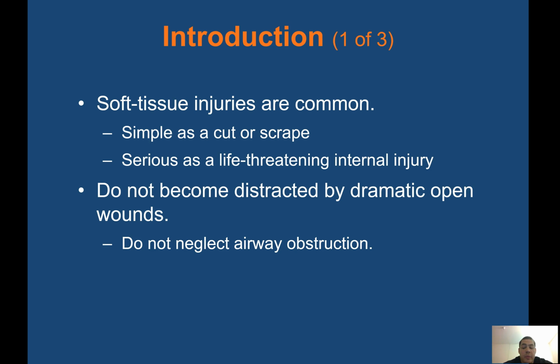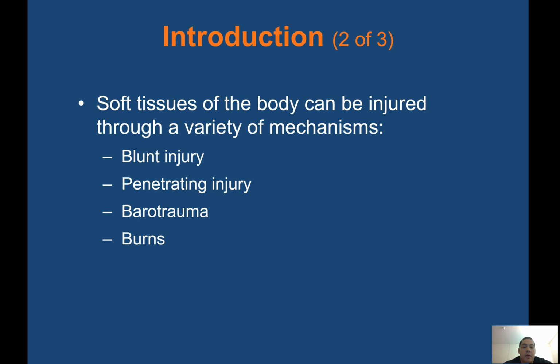So some wounds we call distracting injuries, maybe an open compound fracture, and we focus in on that. We can't get tunnel vision. We want to make sure that we're doing the full assessment and make sure we're not missing anything. So soft tissues of the body can be injured through a variety of mechanisms: blunt injury, penetrating injury, barotrauma, and burns.